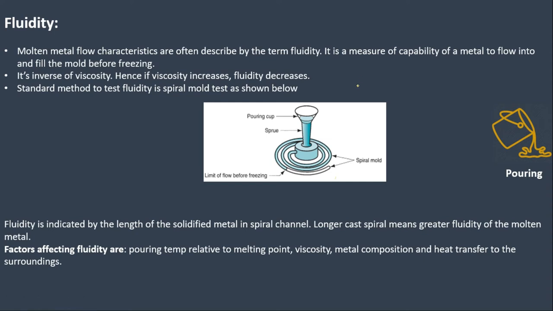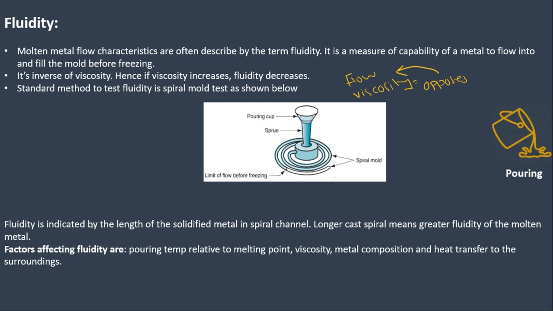Obviously, fluidity is the measure of the flow and viscosity is something which opposes the flow, right? So when the viscosity increases, the fluidity decreases. The standard method to test the fluidity is a spiral mold test as shown below. We have a pouring cup, we have the down sprue and the spiral mold, and we simply pour the molten material into the mold cavity and we check how long it will flow before freezing.